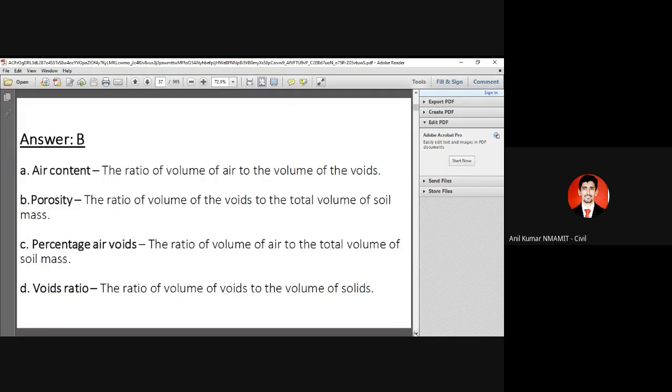Okay, it is porosity, right? Yeah, so therefore air content is ratio of volume of air to volume of voids. Porosity is ratio of volume of voids to volume of soil sample. Void ratio is ratio of volume of voids to total volume of solids. Volume of voids to total volume of soil mass is what we call it as the porosity. Clear? So please, simple thing, geotech starts with voids, void ratio and porosity.